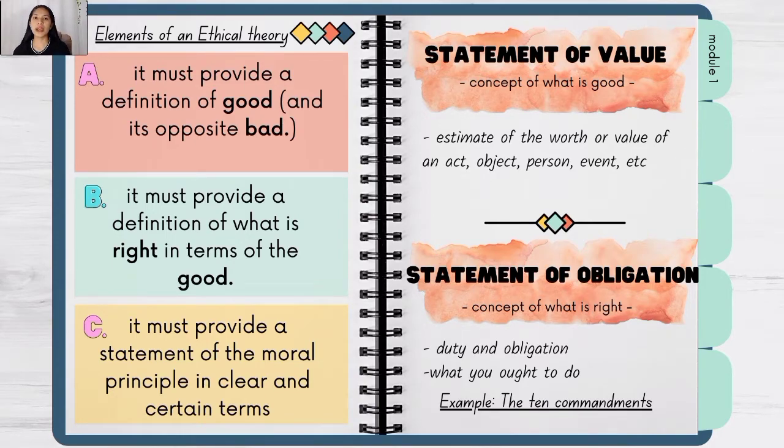While the statement of obligation is the philosopher's concept of what is right, because it is your duty and obligation and what you ought to do. This can take the form of a prescriptive statement, you ought to do this, or don't do this. And the best example of a prescriptive statement is the 10 Commandments in the Bible. And according to Acuña, when people share a form of life and language game, they are likely to judge the worth and value of an act, object, or event in the same way.